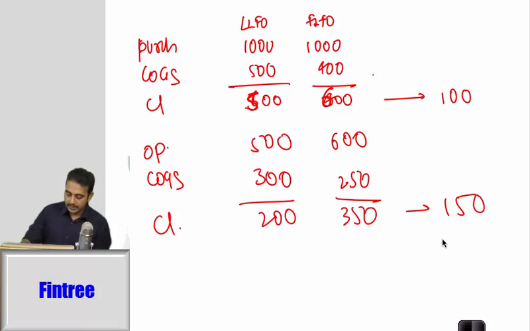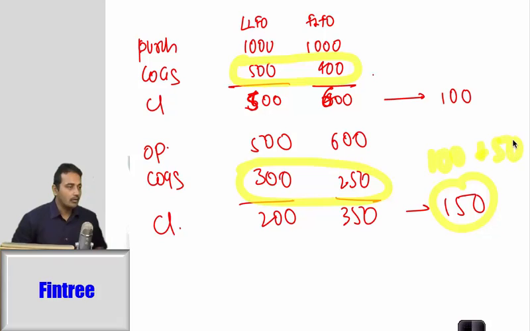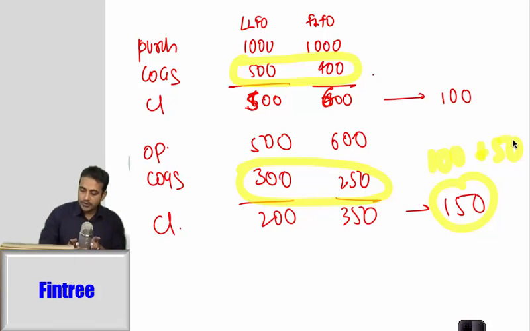Now why do we have this reserve of 150? Because first year the difference in COGS was 100. The next year difference in COGS was 50. So that 150 is making up your current 150. Yes or no? Yes. So that 100 of the first year plus 50 of the second year is making up the current 150. So what conclusions can we draw from this?